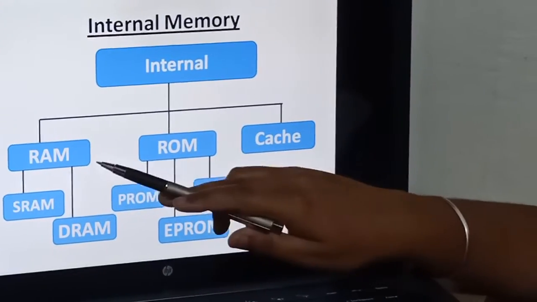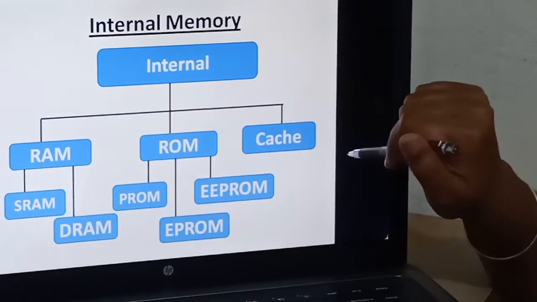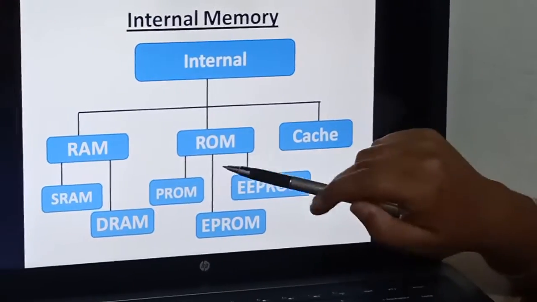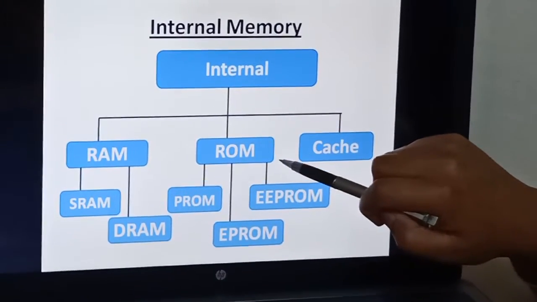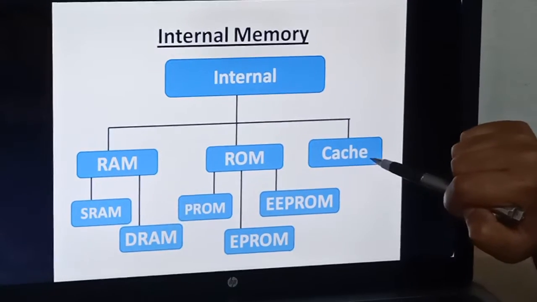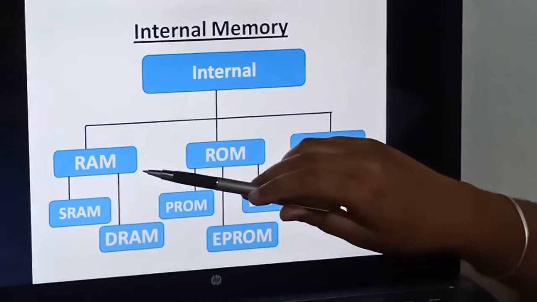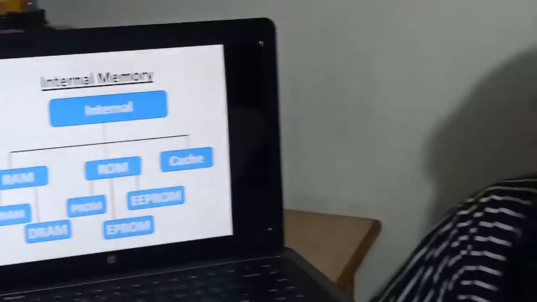I hope you have already heard about RAM and ROM. Cache may be a new concept for you. So RAM is random access memory, ROM is read-only memory, and cache is another concept which I am going to discuss here. RAM is actually random access memory, as the name suggests, the memory which is accessed randomly, or which is accessed every time the system gets on or whenever you use your system for any purpose.